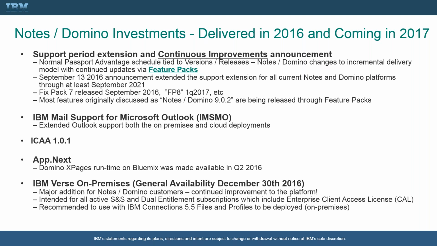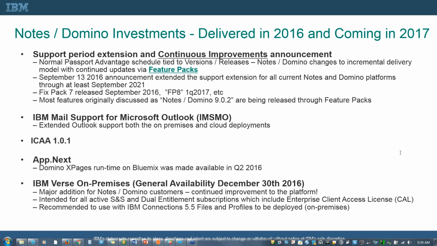Now, along with that was a big announcement around support, and this came out last year in September, and that was that we're extending the support for all current Notes and Domino platforms through at least September 2021. So the reason for this is actually tied to the feature packs, because Domino 901 was released in 2013, and when it's released, IBM does a 5-year support plan, so that means support would have ended in 2018. When we did our feature packs and moved to this, we then extended 5 years from that point, because IBM always extends 5 years, and that brings us out to at least 2021.